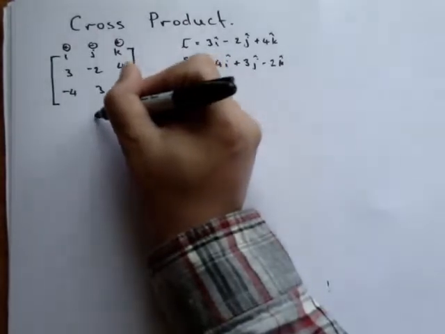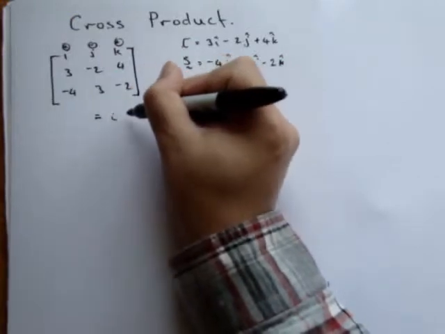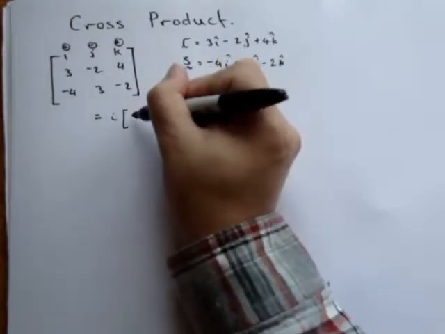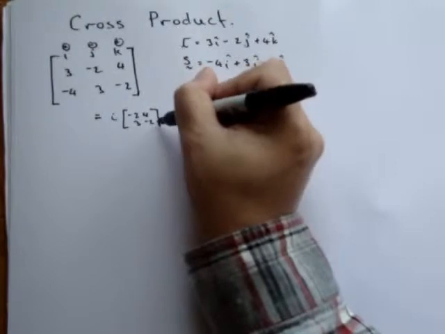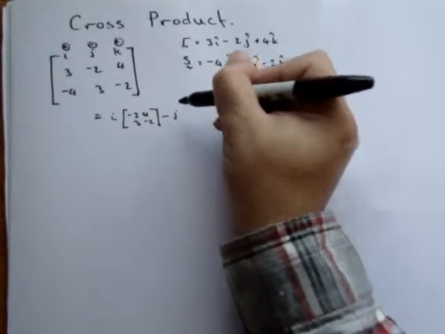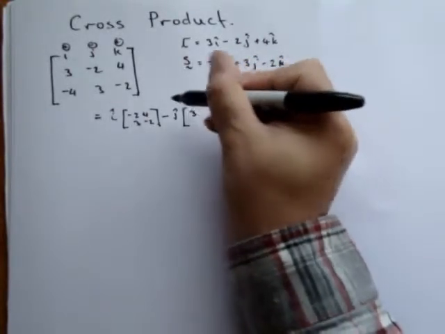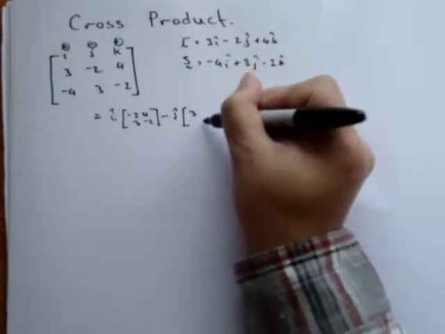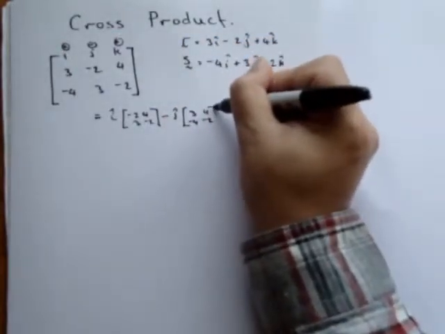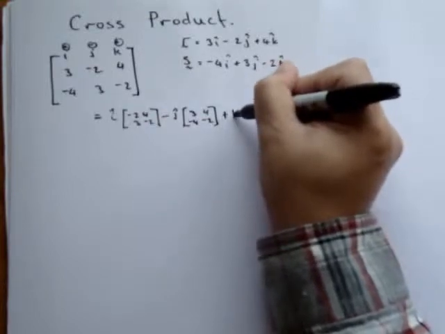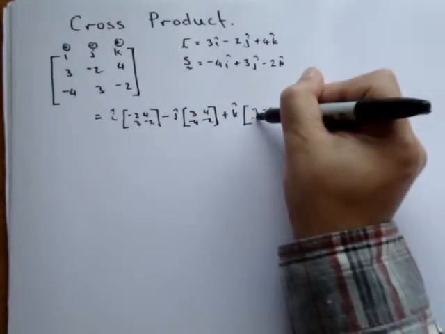Now this then, when we use our rule that we discussed before, becomes i times the 2 by 2 matrix minus 2, 4, 3, minus 2, then our minus j, then our 2 by 2 matrix becomes 3, the minus 2 over here, minus 4, and then our 4 on the top, and then plus our k, and our 2 by 2 matrix becomes 3, minus 2, minus 4, 3.